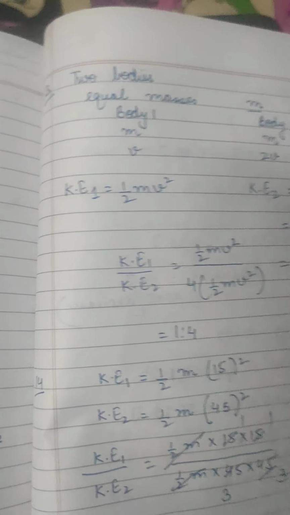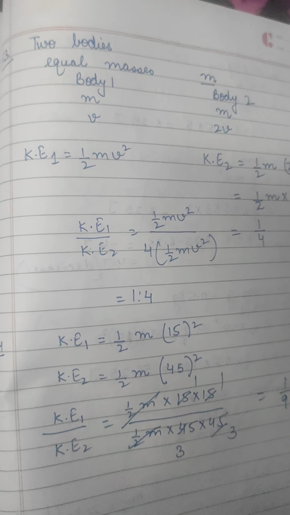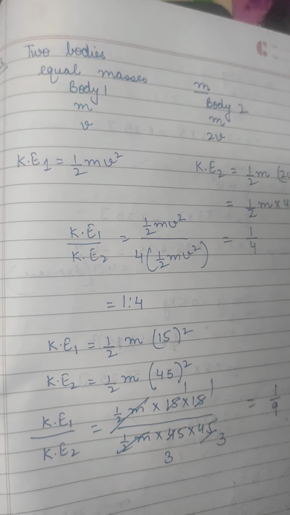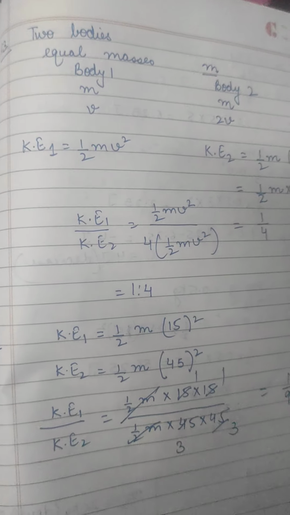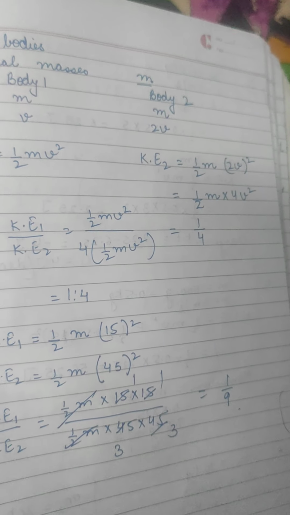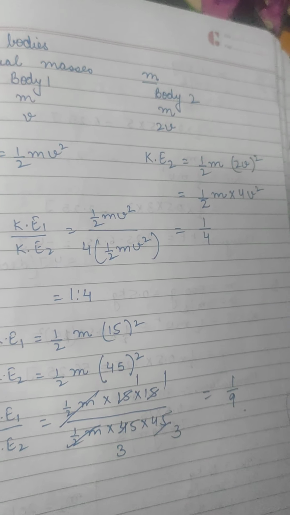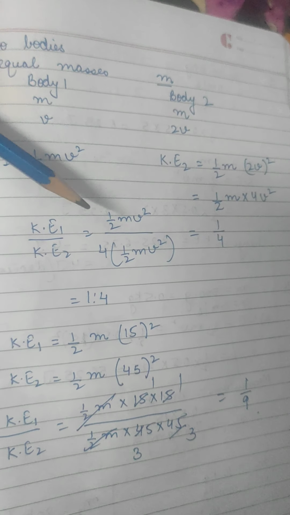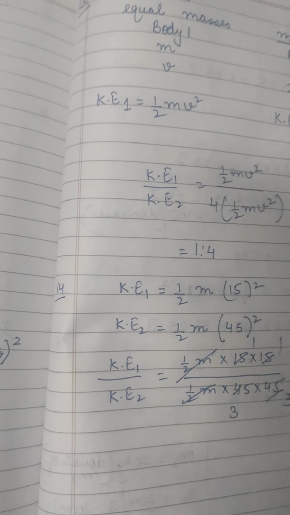Okay. 13th numerical. In the 13th numerical, we have two bodies of equal masses moving with uniform velocity v and 2v. One body is v, the other is 2v. Masses are the same. You have to find out the ratio. So kinetic energy of one body is half mv square. The kinetic energy of another body will be equal to half m into 4v square. Putting down all the values, the ratio comes out to be 1:4.